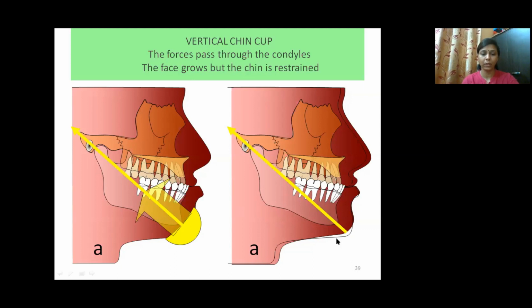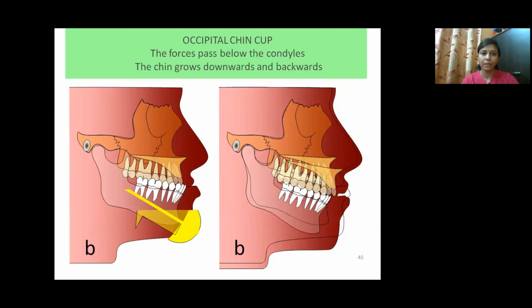Chin is totally restrained. In occipital chin cup, the force passes below the condyle. So in these cases, there is growth of the chin in the downward and backward direction.